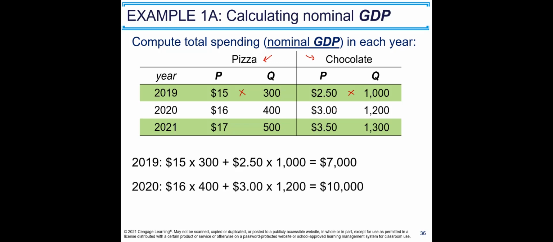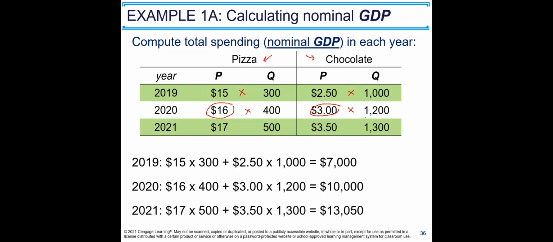In 2020, we again use the current prices. Remember, this year's prices times quantity, the price of the chocolate in 2020 times the quantity. And that is 10,000. And 2021, it's 17 times 500 plus 3.5 times 1,300, $13,050. So the nominal GDP increased from 19 to 20 by 42.9%. And nominal GDP increased from 20 to 21 by 30.5%.